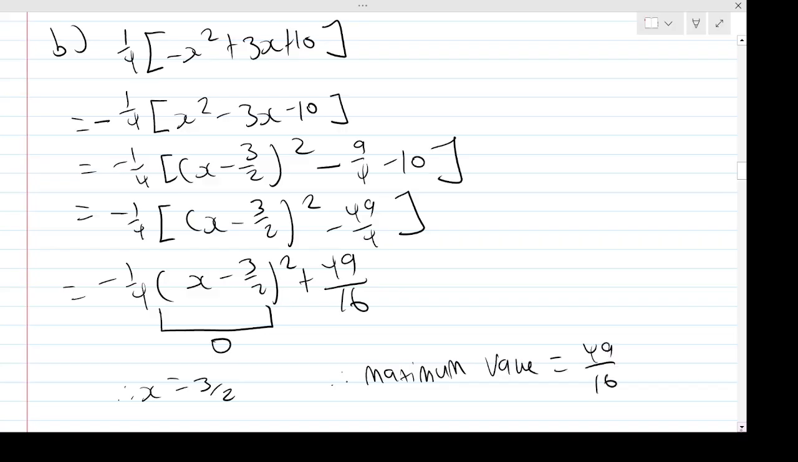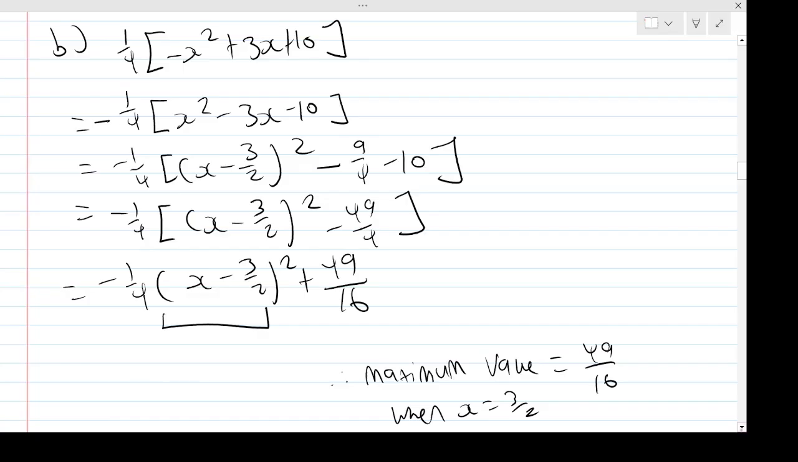And so then that occurs when the bracket is indeed set to 0. Well, if we set the bracket to 0, that means x minus 3 over 2 equals 0, which means it's when x is 3 over 2. There we are then. So that's not too bad.